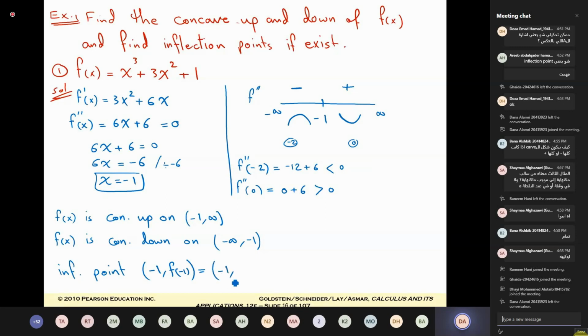So we have negative 1 and substitute negative. Find the f of minus 1 equal minus 1 plus 3 plus 1. So we have equal 3. So the inflection point equal negative 1 and 3. Okay.